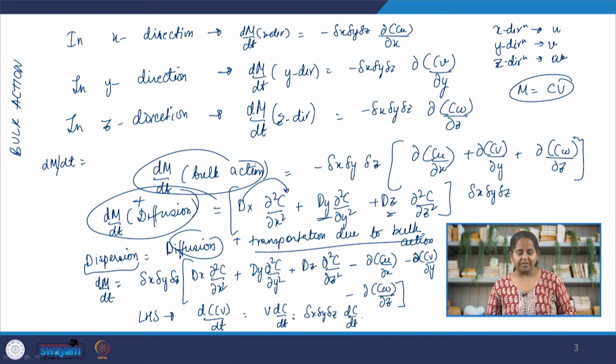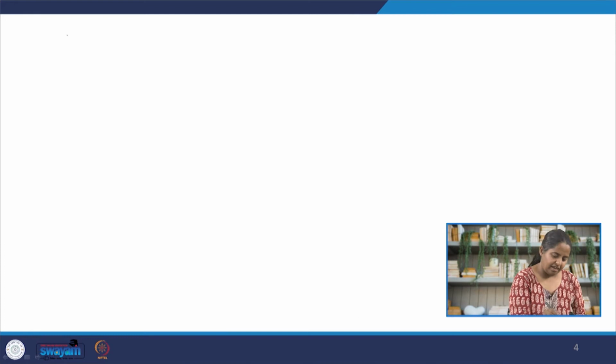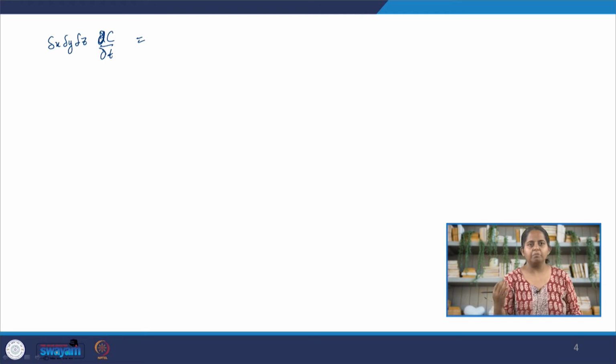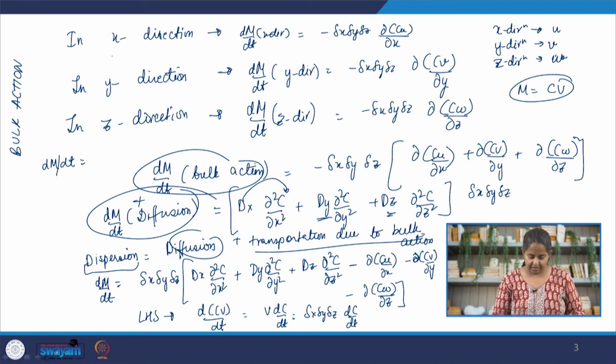Alrighty. Now let us put our left hand side and right hand side of the equation together. So we have del x, del y, del z times the partial derivative of concentration with time is equal to, the reason I am writing the partial derivative, not dC by dt, is because we know that C is changing with x, y and z. So it has to be a partial derivative. Alright, it is equal to this long equation here.